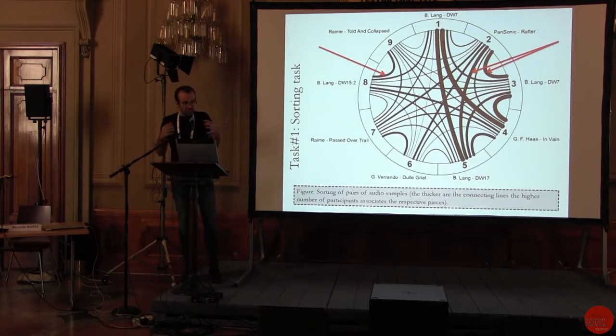This is an image related to the sorting task, representing the correlation between couples of samples. The thicker the connecting line, the higher the number of participants who associated the respective pieces, and you can see, of course, there is a strong association between pieces of the same authors, because the main criterion was the recognized instrumentation. So people say, okay, this is orchestra music, let's put together these samples. But there are also some other criteria that are indicated with the red arrows. People also tried to join together extracts that have a sort of similarity, not in the type of sources, not in a recognized instrumentation, but in other aspects. So this result was quite interesting.